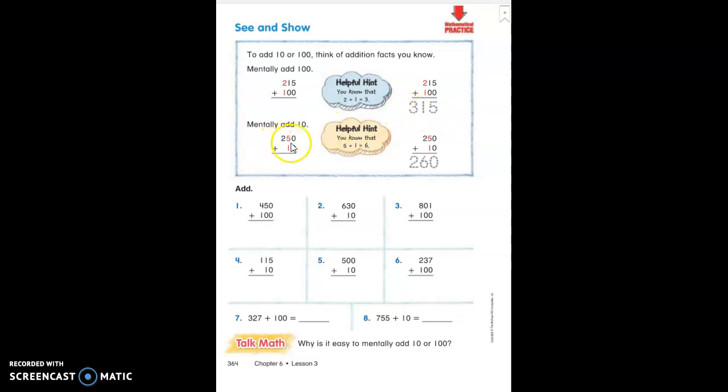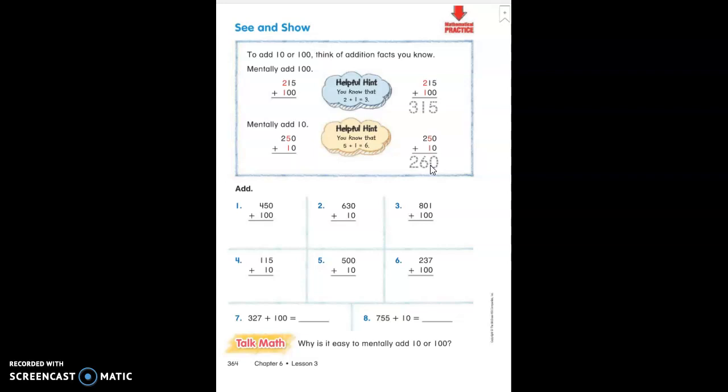Same thing when we are doing the tens. 250 plus 10. Well, if I look at 50 and 10 more would be 60, 260. We did this with some of our math talks. We did this when we were adding 2-digit numbers. Mentally think about it. Are you adding 100? Look at your hundreds place. Are you adding 10? Look at your tens place.